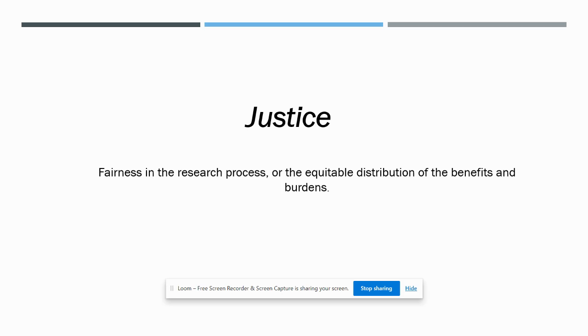Justice, okay? This is fairness in the research process, or the equitable distribution of benefits and burdens. And so we need to make sure that we are not distributing risk within a study, based on our experimental design, between groups for unethical reasons. For example, ensuring that one group of participants receives a certain treatment within a study, whereas another does not, based on a factor such as race, ethnicity, religion, gender identity, sexual orientation, etc. Right? So fairness in the research process, equitably distributing benefits and burdens.